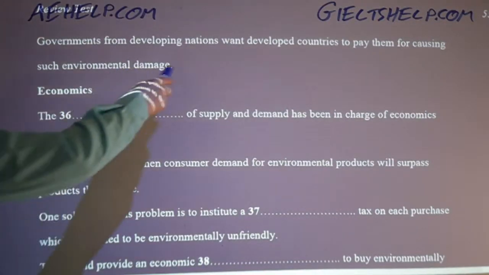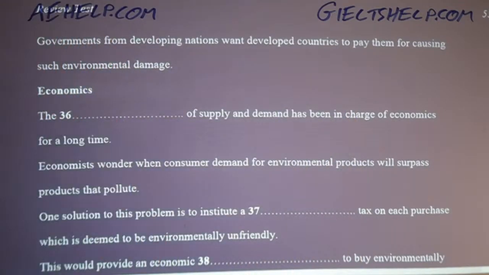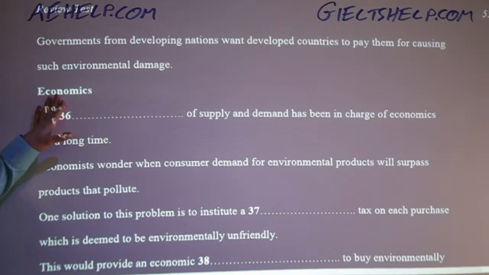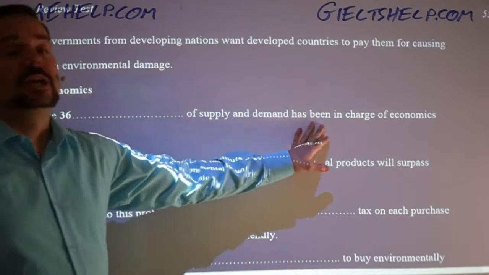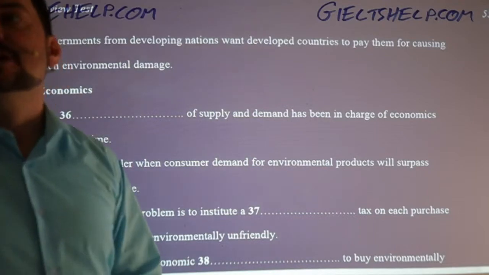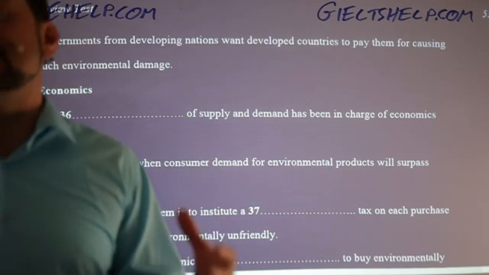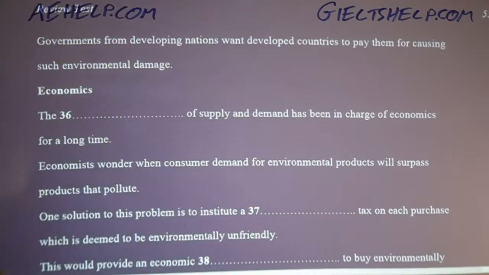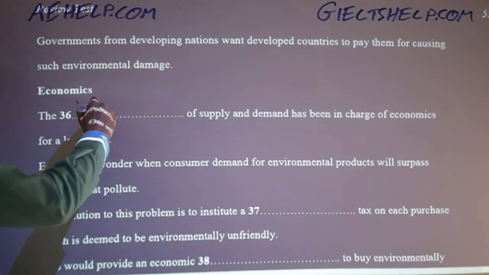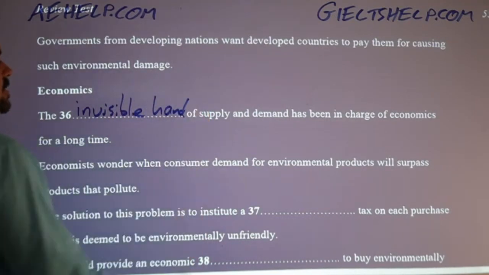Governments from developing nations want developed countries to pay them for causing such environmental damage. Fair enough, right? Economics, of course, money is a big part of this. The something of supply and demand. Blueberry, very good try. The invisible hands, almost. Jack William, excellent. That was a tough one. That's a band 9 level question right there. It's the invisible hand. Invisible hand. It's just singular, okay?